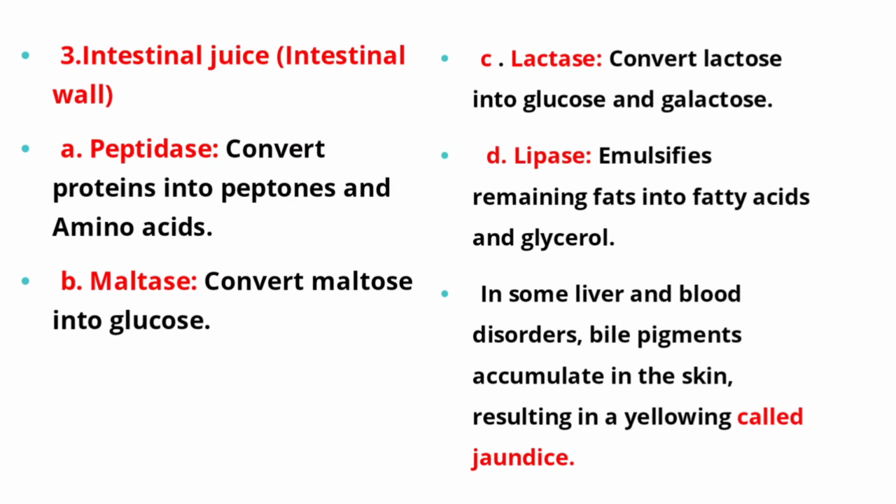Four enzymes are found in intestinal juice. In some liver and blood disorders, bile pigments accumulate in the skin, resulting in a yellowing called jaundice.